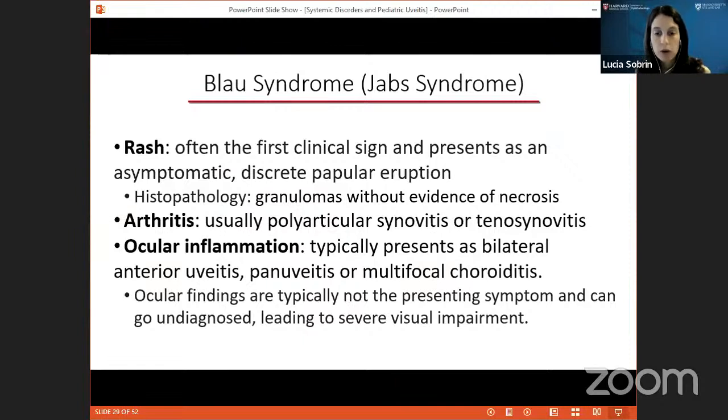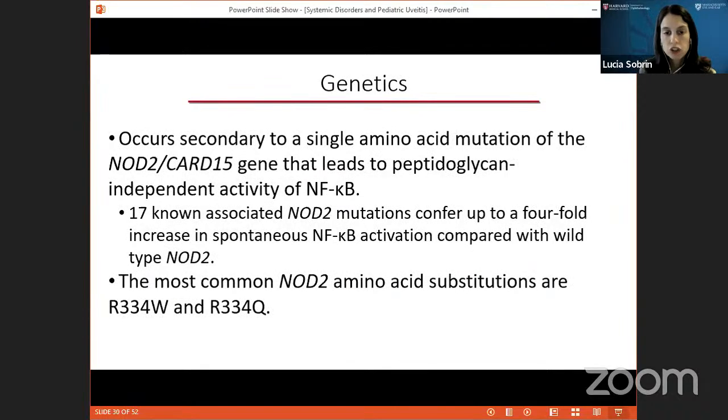The arthritis is usually polyarticular, and the ocular inflammation can be anywhere in the eye from the front to the back, but often the ocular findings are not the presenting symptom and therefore can go undiagnosed for a while, leading to visual impairment. This gene that's involved in this disease is known to lead to independent activation of NF-kappa-B. And all of the mutations in this gene confer up to a fourfold increase in activation compared to the wild type. And I've listed here the two most common mutations. So we know how this disease works on a molecular level.